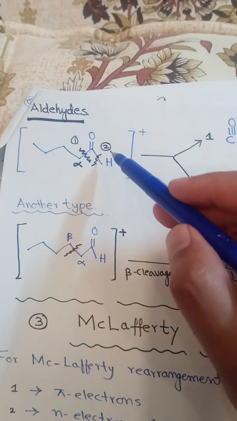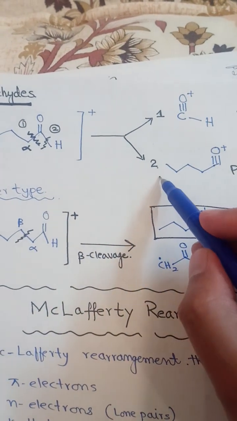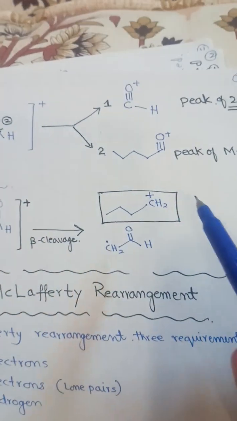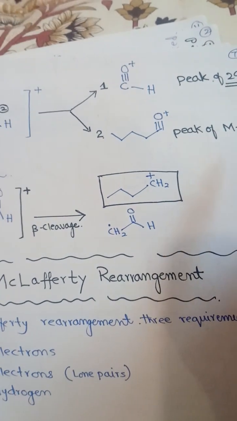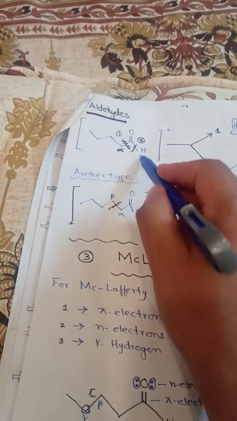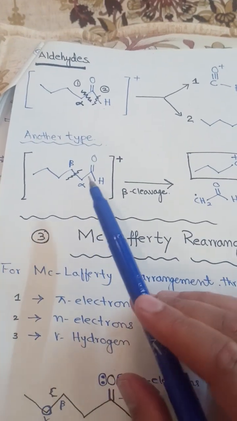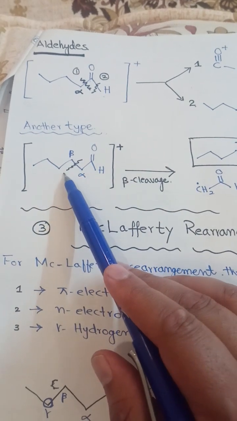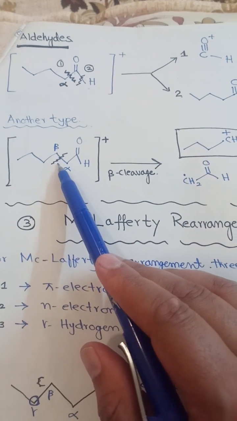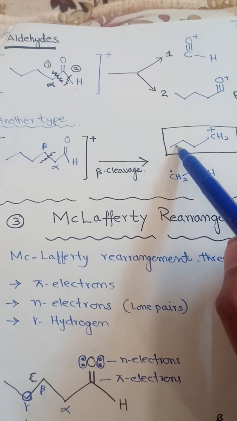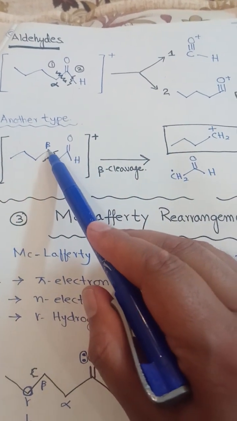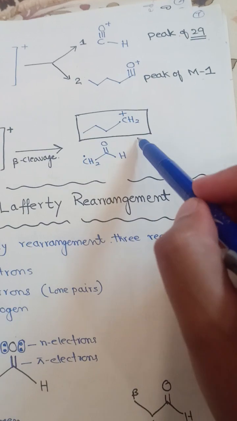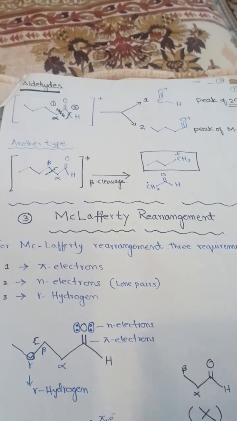While in the second case, if the cleavage occurs from this end, we will get a hydrogen, and the other will give us a peak which is the M-1 peak, because of the loss of only one hydrogen. Another type of cleavage in aldehydes is beta cleavage, which occurs from this end. This is also homolytic cleavage, and due to this we get a positive charge here and a positive ion peak. So this type of cleavage can also occur.